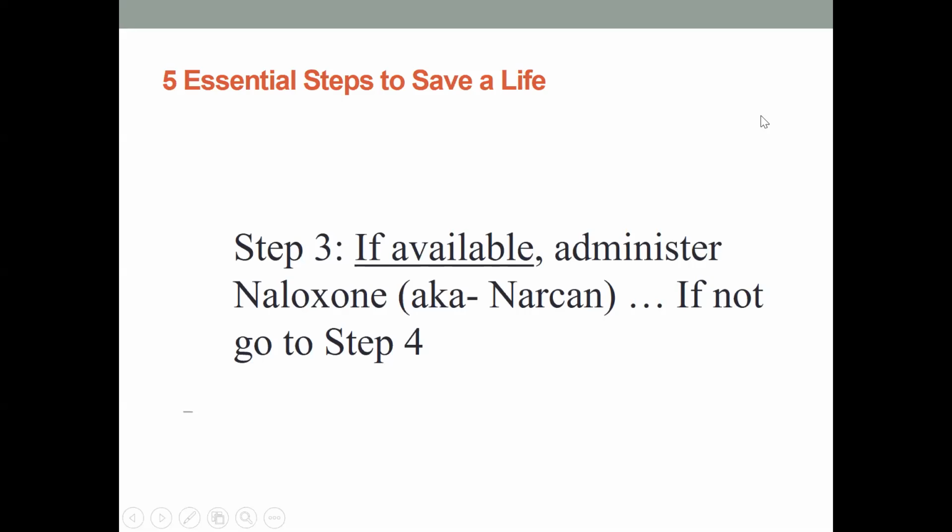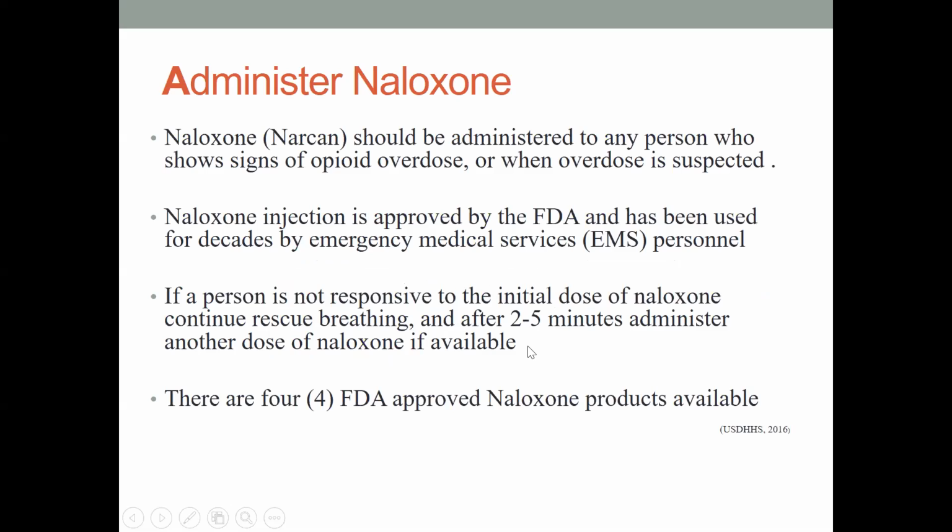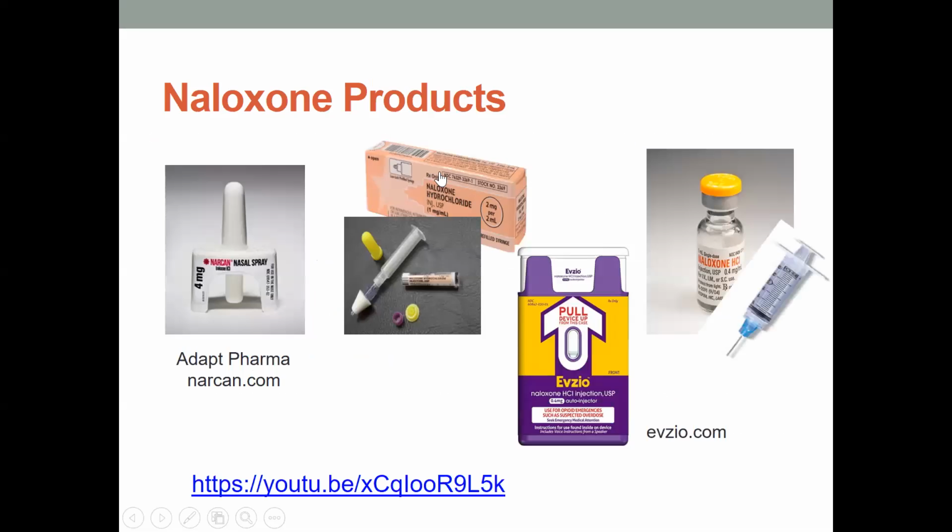So the third step is, if available, administer naloxone. This is also called Narcan. If not, you're going to go to step 4. But let's talk about step 3, naloxone. There are basically 4 types of naloxone on the market, but really the key one is this one over here called Narcan nasal spray. We'll talk briefly about each of the 4 kinds of Narcan or naloxone that are on the market.